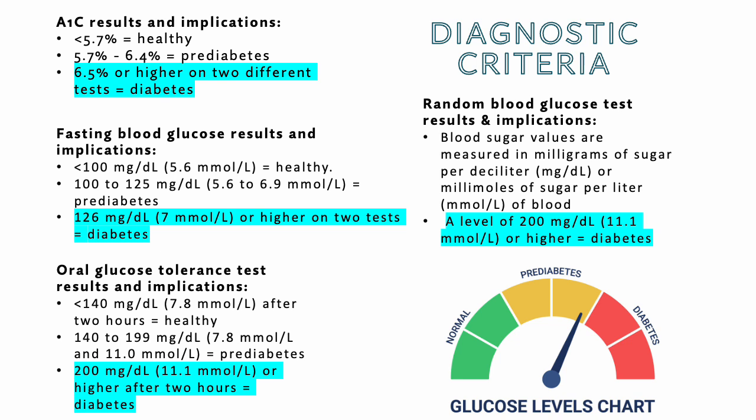Here are the ranges for each of the tests I just spoke about. These levels usually indicate diabetes. An A1C greater than or equal to 6.5%, a fasting glucose level greater than or equal to 126 milligrams per deciliter, or an OGTT greater than or equal to 200 milligrams per deciliter. Even when these levels are found, these must be confirmed with repeated tests.